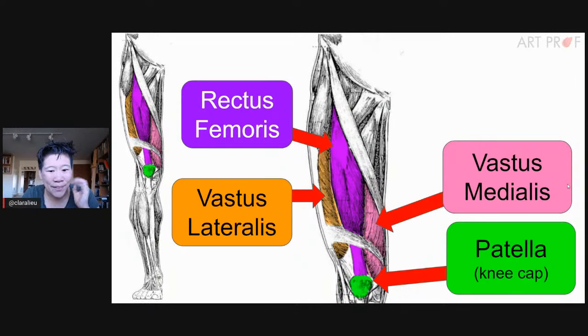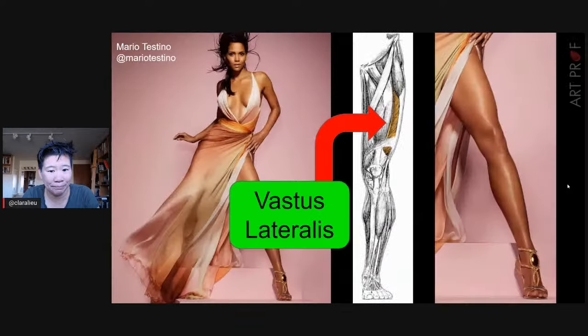All right, so now we're going to look at the whole group, and we're going to take a look more closely at the Vastus Lateralis. So we've got Halle Berry here, and you can see the Vastus Lateralis, it's not really that pronounced. I mean, it's there, but it's not going to pop for you the way, say, the kneecap is going to pop. So that's the thing, is there are certain muscles and bones, they're like your old reliables. Like, they're there for you all the time, no matter what.